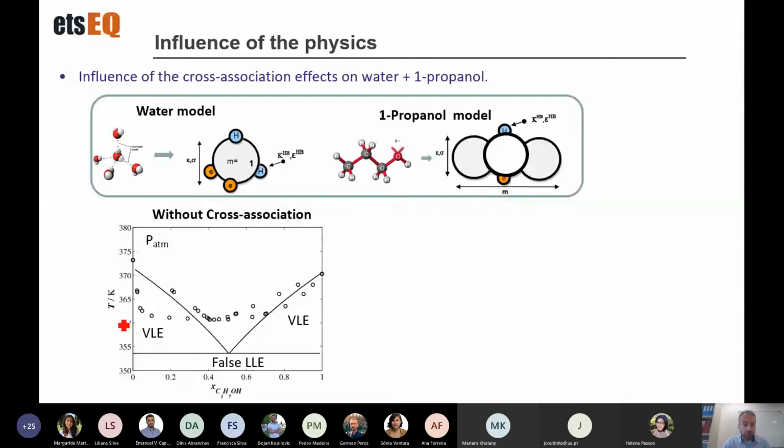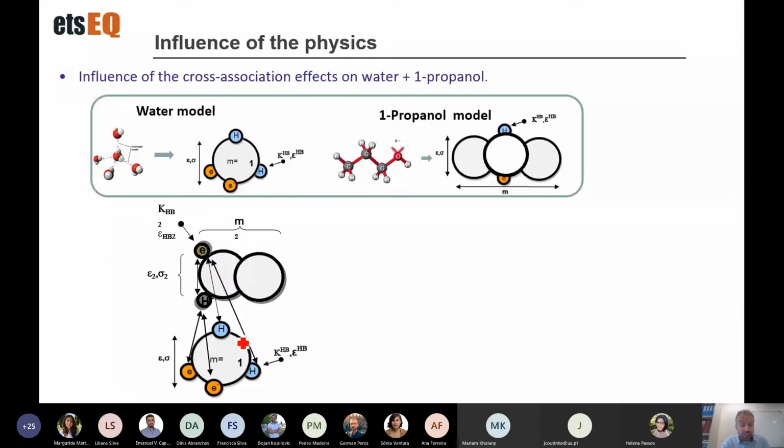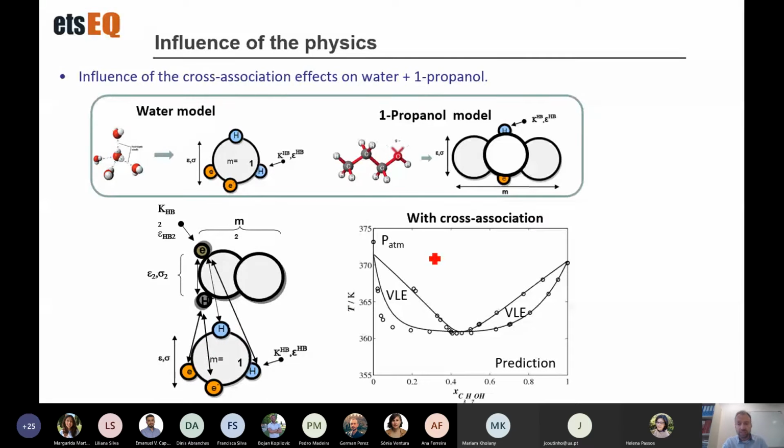What does it mean? This is a temperature composition diagram, and here you consider that water and propanol do not cross-associate. Okay, they self-associate, but they do not form hydrogen bonds between them, and this is not true. And then the system predicts a false liquid-liquid equilibrium. This is not true. The symbols represent experimental data. If we consider cross-association in our model, if we consider that there are hydrogen bonds between them, then you automatically reproduce adequately this vapor-liquid equilibrium.